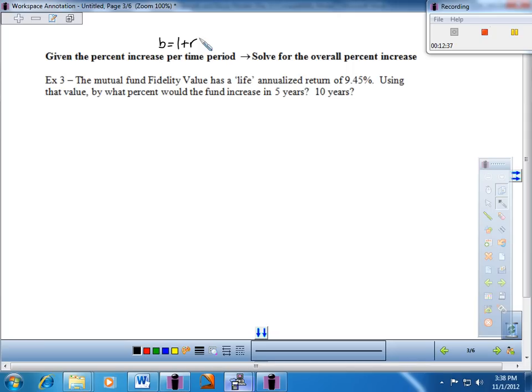Example 3. This just happens to be a fund that my wife and I invest in, and just did a little research on its return. So it says the mutual fund Fidelity Value has what's called a life annualized return of 9.45%. Using that value, by what percent would the fund increase in 5 years, and by what percent would the fund increase in 10 years? Okay, well, let's start this process out. Let's see what we know, and let's see what we need to fill in. So everyone, how about this? Y equals a times b to the x.